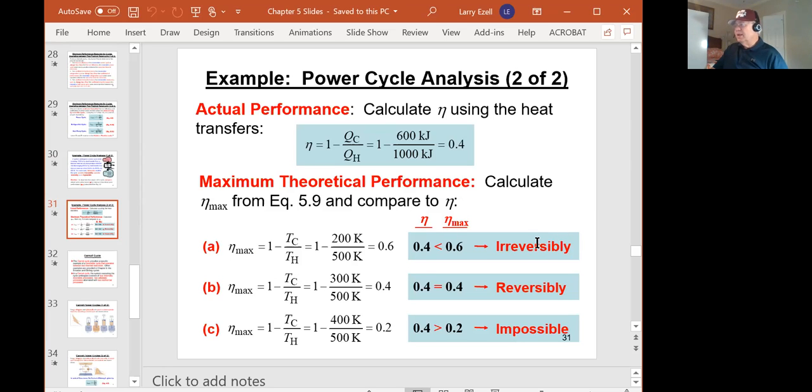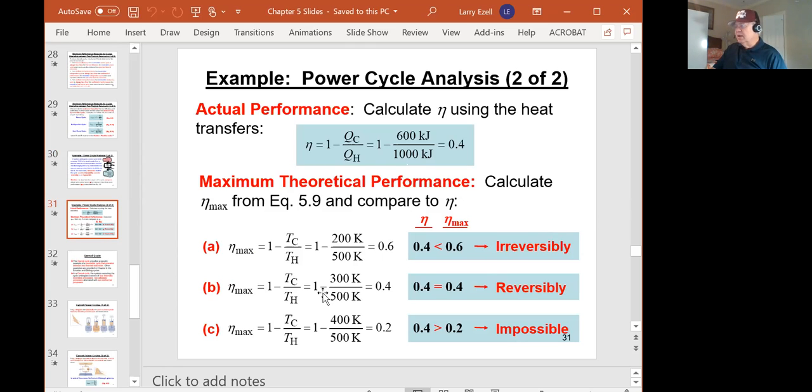It's irreversible. That's not a bad thing, because all real processes are irreversible. But it is possible, and quite likely, as a matter of fact. Now, what if the cold temperature was 300 K, the cold reservoir? So 1 minus TC over TH is... by the way, 300 K is about normal temperature. That's 23 degrees C, which is about 70 degrees F, I think.